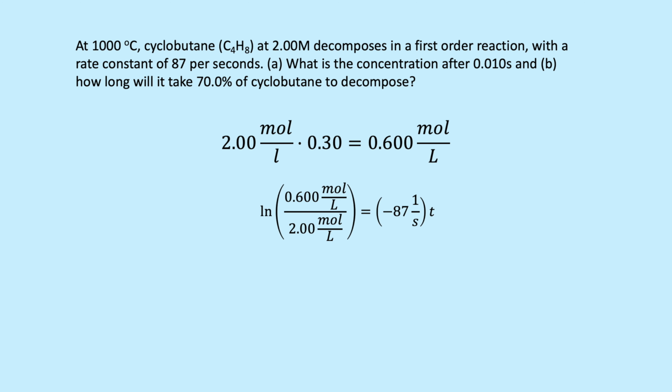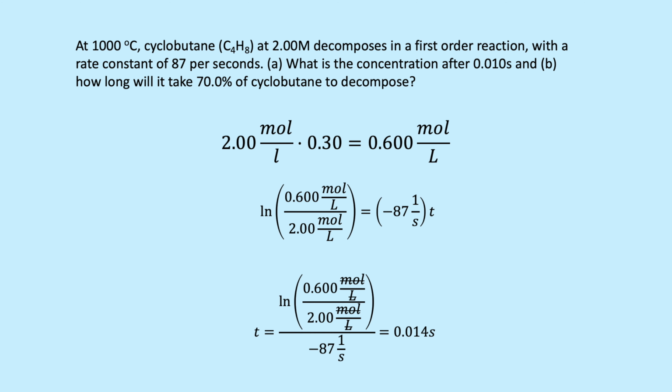Once we have our initial and final concentration, we plug in our known values into the integrated rate law equation and solve for time. We rearrange this equation to solve for time by dividing both sides by the rate constant, and time is equal to 14 milliseconds.